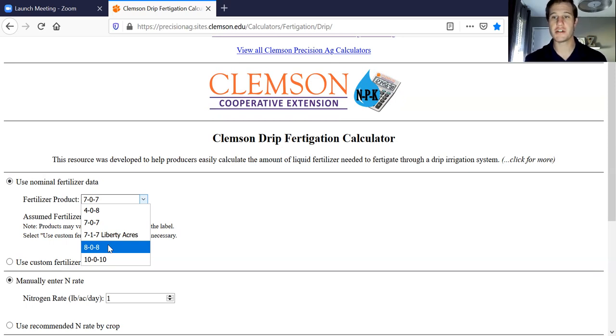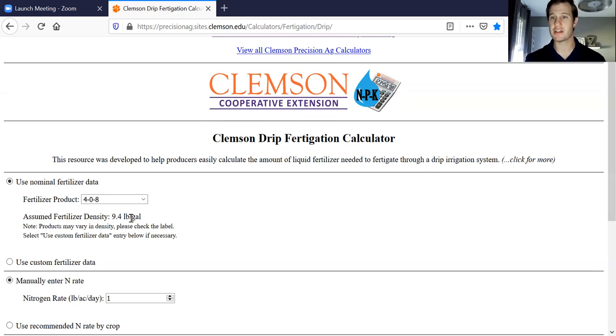The numbers stand for nitrogen, phosphorus, and the last number is potassium. And so you'll just select what fertilizer you have. So today we're going to, just for example, go with 4-0-8. The reason we have these numbers in here is each fertilizer has a density. Now, this density of a 4-0-8 fertilizer is 9.4 pounds per gallon. What we did is we took an average of fertilizer, so not all 4-0-8 fertilizers are going to weigh this, but this is around the average.